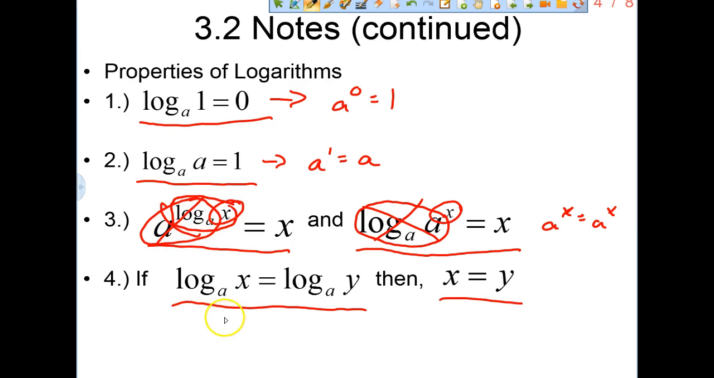All right, and then the last one, this one really isn't all that interesting. If I have the log base a of x equals the log base a of y, if you're doing the same thing to two different numbers, then of course those numbers must be the same.